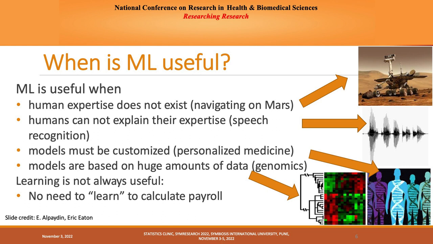Okay? So also it's useful when humans cannot explain their expertise. Okay, so when somebody says something to me, say for example, he says good morning or good evening to me, I'm able to recognize the words because from my childhood I have been hearing them and somebody told me what they mean and so on. So, but how do I do that? How do I recognize that the words that he has uttered is good evening or good morning?